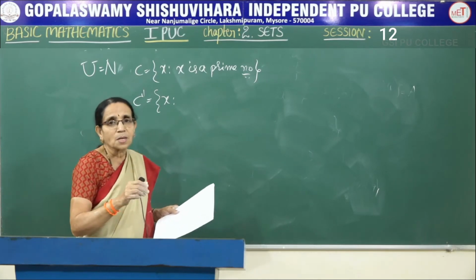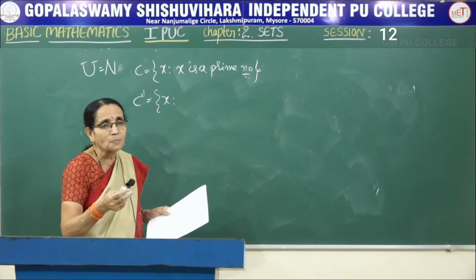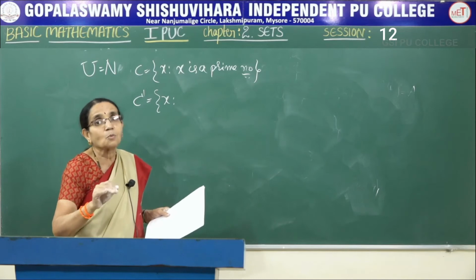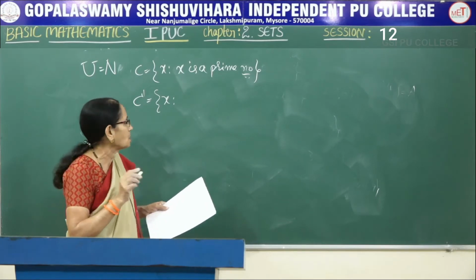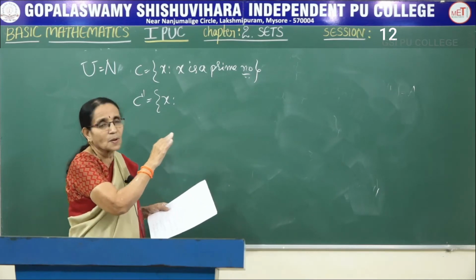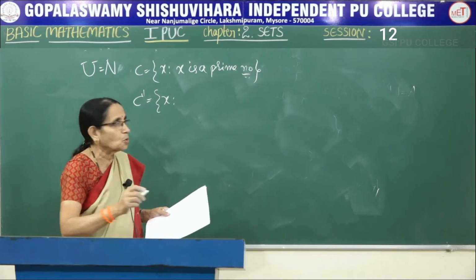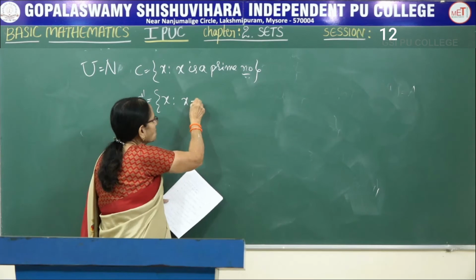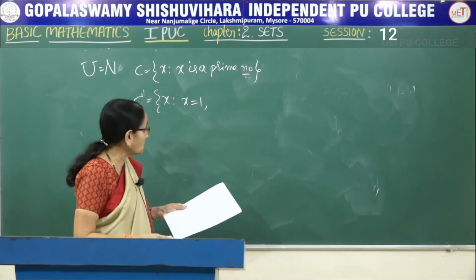But 1 is neither a prime number nor a composite number. We define the prime number as a number greater than 1. Therefore, 1 is neither a prime number nor a composite number. We are considering a set C containing only the prime numbers, so it starts with the 2. So the complement means x would be equal to 1. 1 would be there because it is neither prime nor composite.